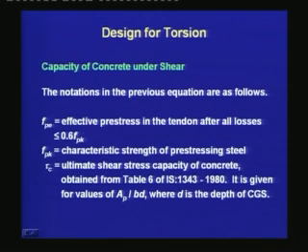The notations in the previous equation are as follows. fpe is the effective prestress in the tendon after all losses, and it should be less than or equal to 0.6 fpk, where fpk is the characteristic strength of prestressing steel. Tau c is the ultimate shear stress capacity of concrete obtained from table 6 of IS 1343-1980. It is given for values of Ap divided by bd, where d is the depth of the CGS.